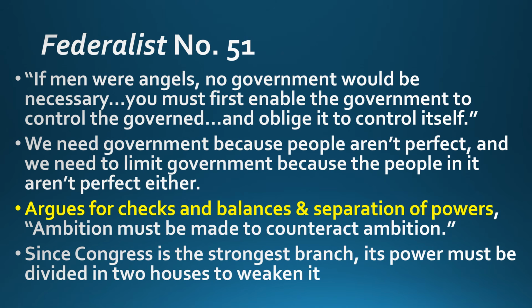So because men are fallible and imperfect, we need government because people will do bad things. But the people who will be in our government aren't perfect either. They are also people who can do bad things, so we need to limit their power. So we need to have government to limit people because they do bad stuff, but we need to limit the power of people in government because they can do bad stuff too, essentially. So his solution is ambition must be made to counteract ambition.